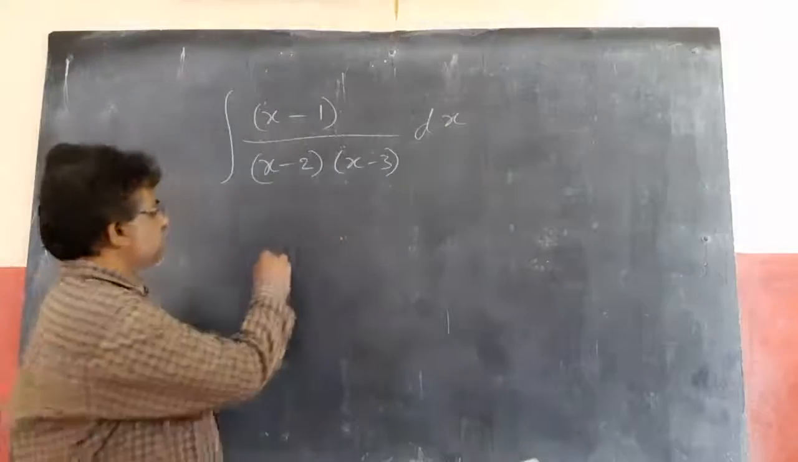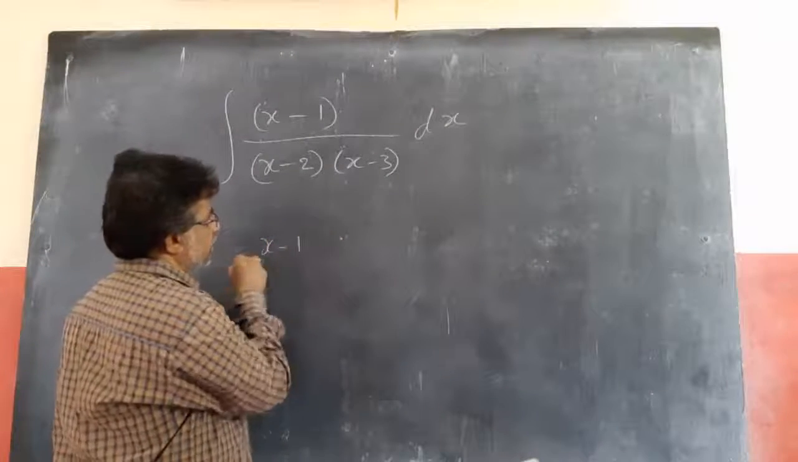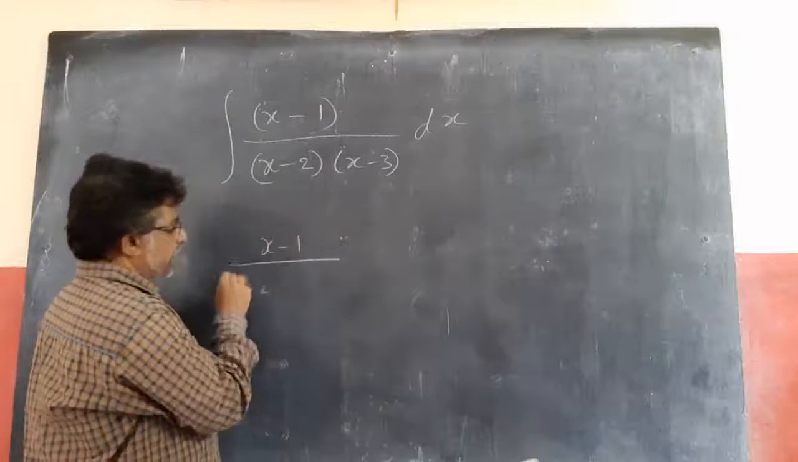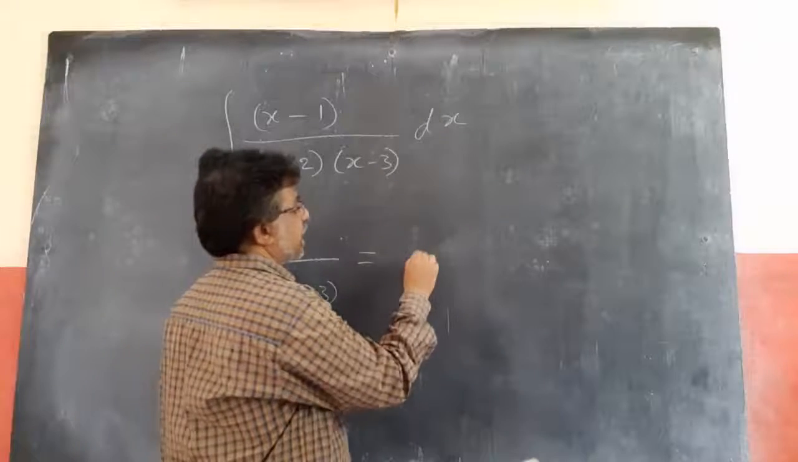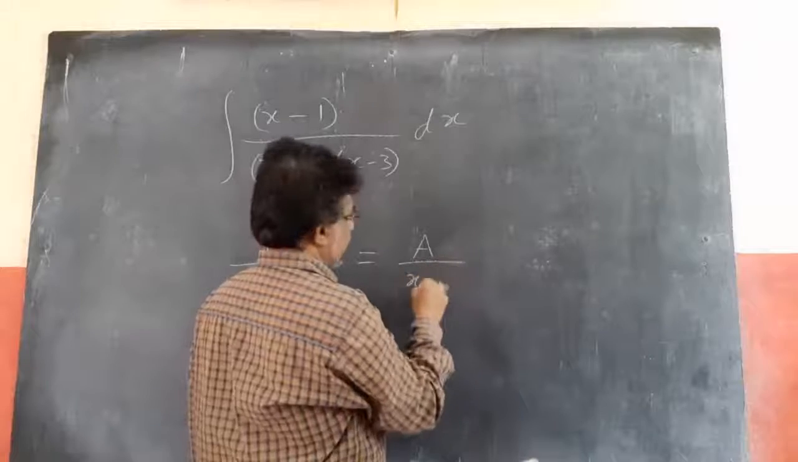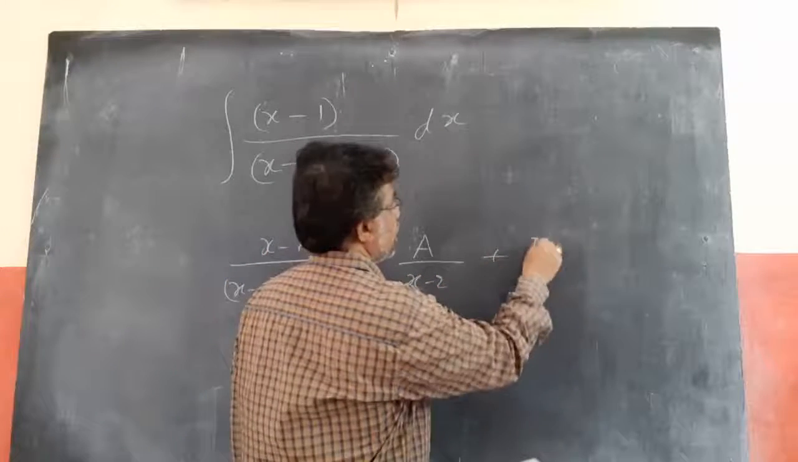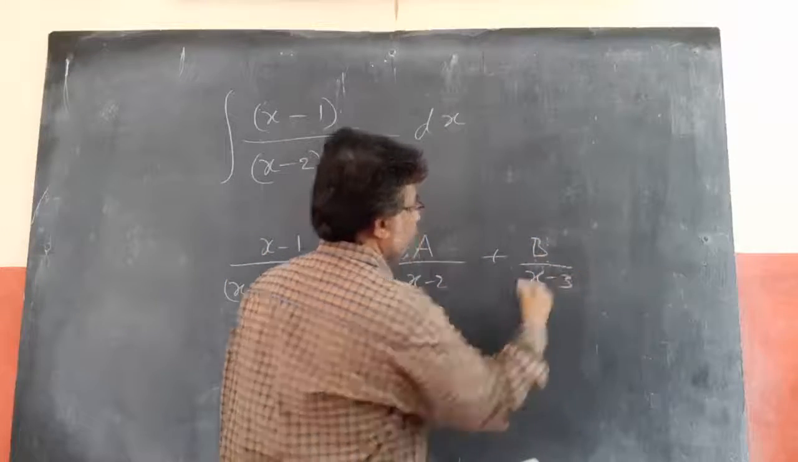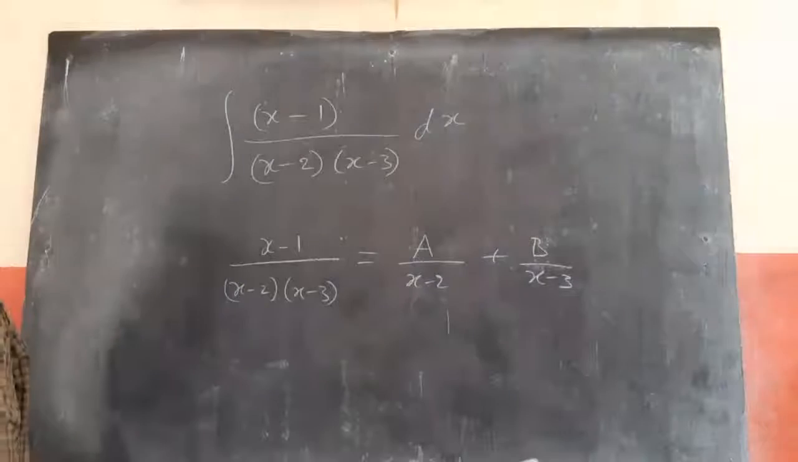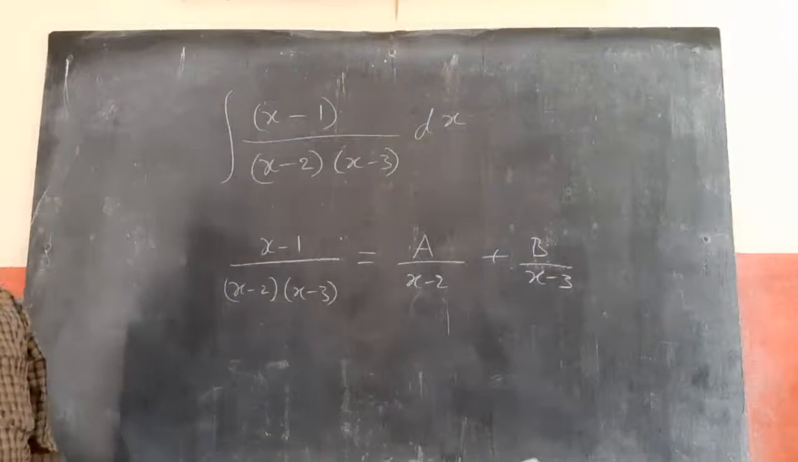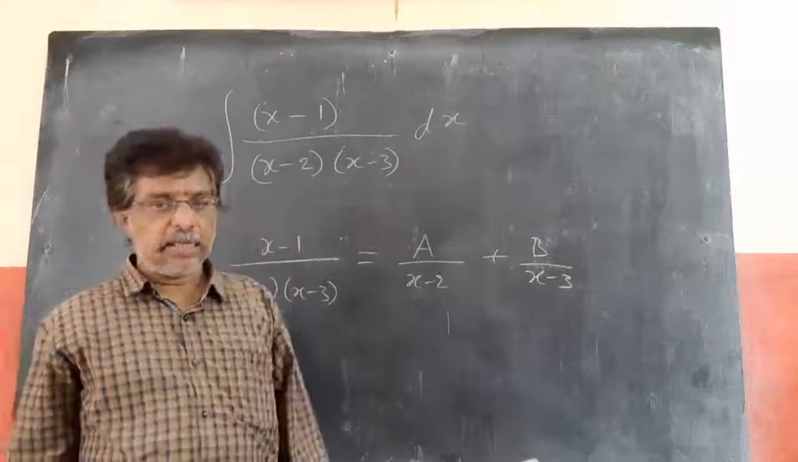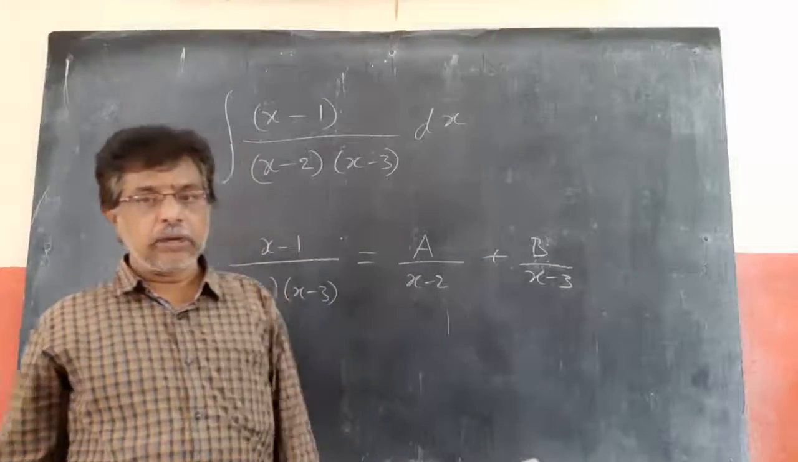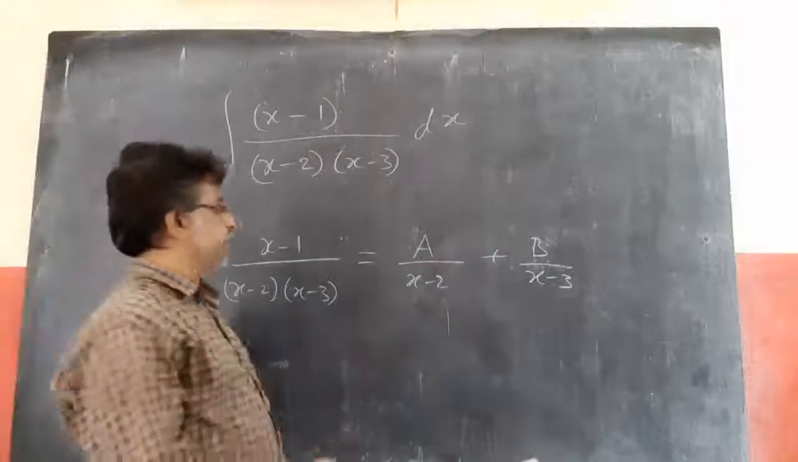So what I want to say is, find the partial fraction of (x minus 1) by (x minus 2)(x minus 3). This we know how to find. You can write A by (x minus 2) plus B by (x minus 3). Now you know how to find A, B values. Shortcut method I told you for EAMCET, and IP method I told you. You go for IP method because this is IP.